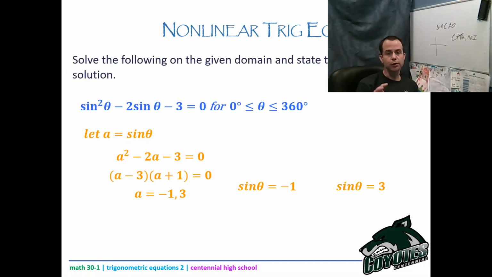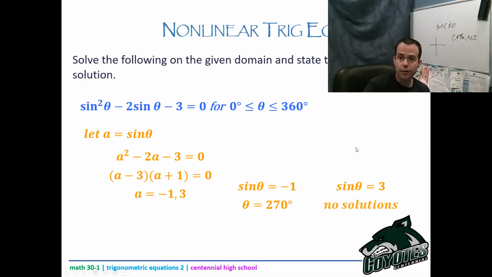Where on my unit circle do I have a y value of -1? There's only one spot there, and that's 270. The second one says sine of theta equals 3. Well, that's not possible. I can't have sine or cosine ratios outside of the -1 to 1 range if you think about a sine graph, okay? None of those sine ratios are above 1, and none of them are below -1. So sine of theta equals 3 renders no solution.